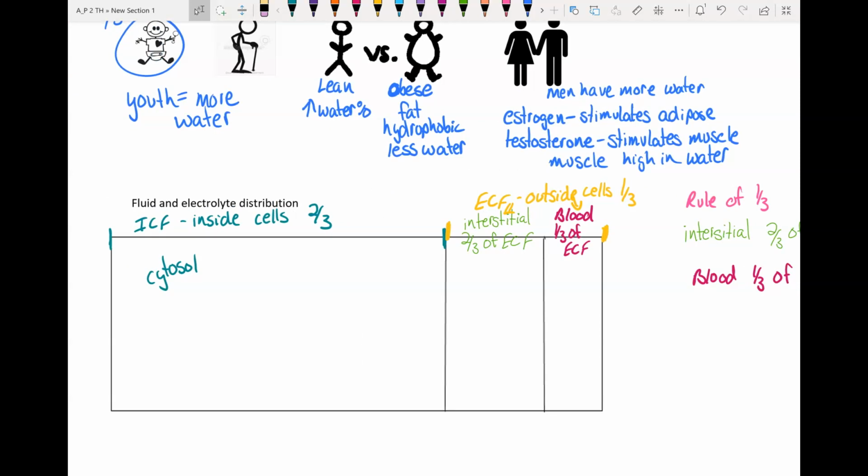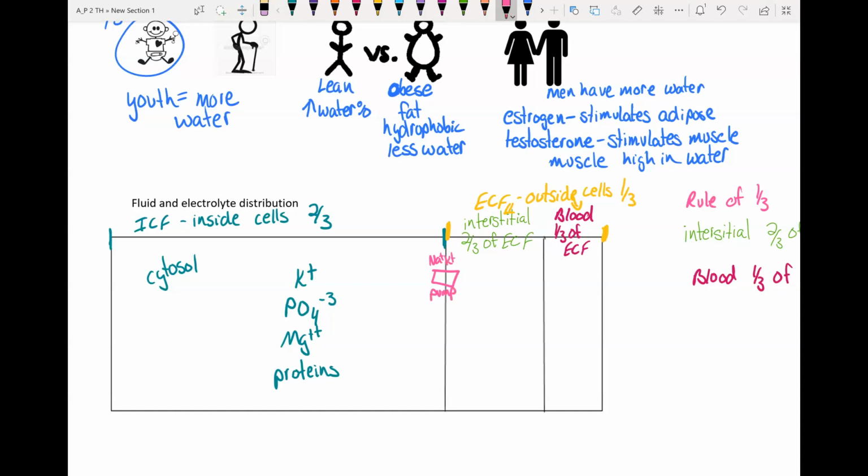So now we're going to look at these. Inside your cell is where you have the majority of your potassium, your phosphate, magnesium, and you have proteins inside your cell. Now remember, you've learned about sodium-potassium pump. So we have a sodium-potassium pump here.